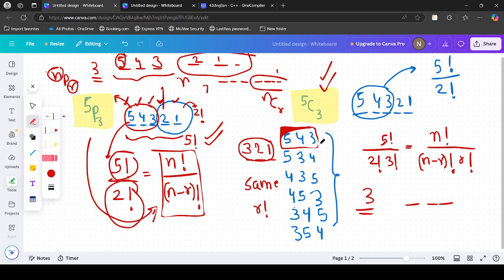So to get the total number of ways, we have to divide by 6 because these 6 are the same according to nCr. So the total number of ways is n factorial by (n minus r) factorial, which is nPr, and as these are all the same, we again divide by r factorial. So this is nCr. As we have seen, 5C3 is less than 5P3 because in 5P3 the order also matters, but in 5C3 the order does not matter.